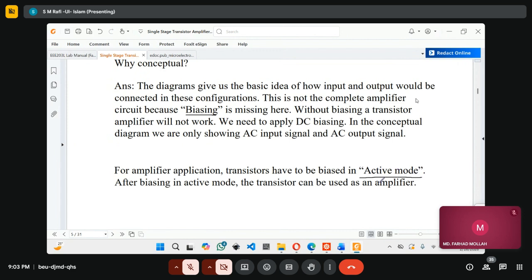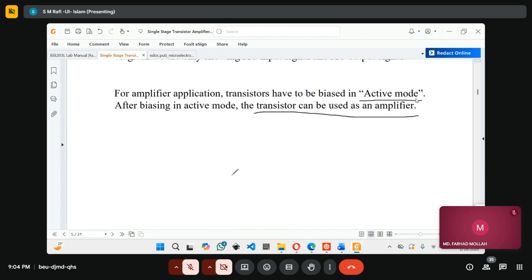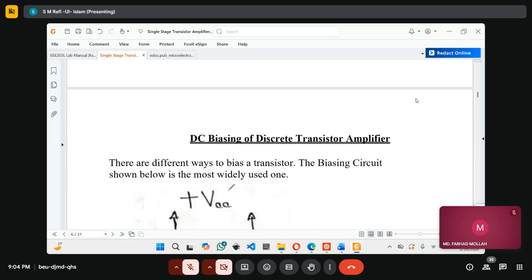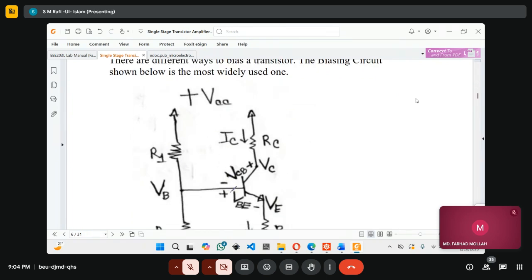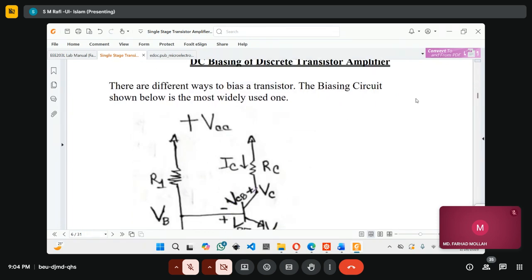We discussed it already in the active mode. The transistor can be used as an amplifier. We will discuss it later. So what do we mean by biasing? DC biasing means, in order to run this transistor properly in any mode, saturation mode or active mode, we must use some sort of DC voltage. Generally, this voltage is around 12 volt to 15 volt.